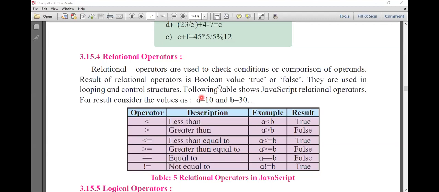Now here is the exclamation mark equal to. The exclamation mark is always used for not. The description is not equal to. So here is A not equal to B. When you substitute these values, 10 not equal to 30. Yes, it is not equal to 30, so the answer you will get is true.